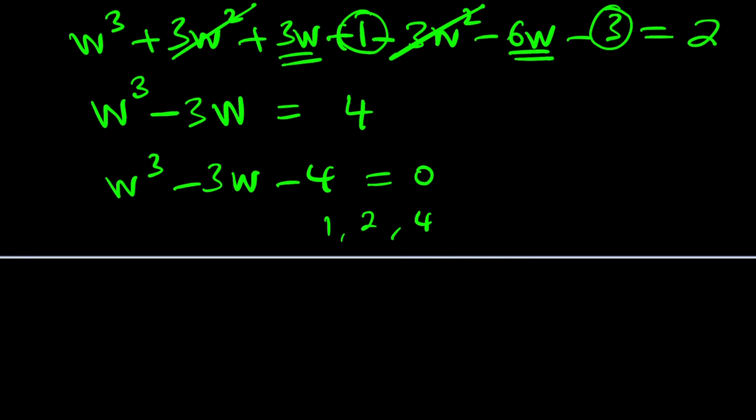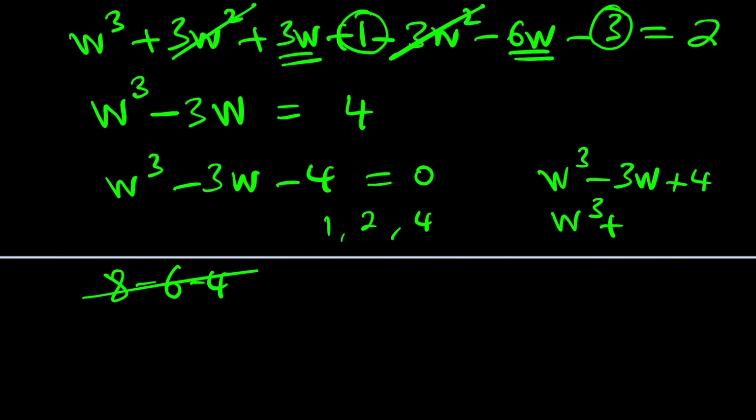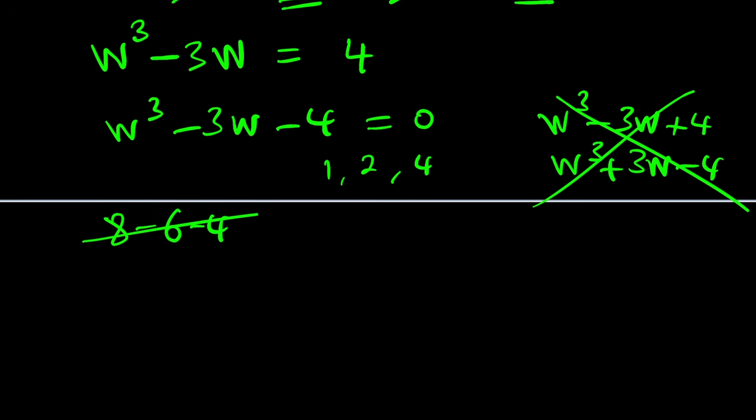1 is not going to work. 2 is not going to work. We can check it out. 8 minus 6 minus 4, nope, that's not 0. If you check 4, 4 is going to make w cubed bigger, so it's not going to work either. -1 is not going to work. For example, if we had something like this, maybe it would work. Or something like this. I think 1 would work in this case, right? But we don't have any of those. So, -1 doesn't work either.